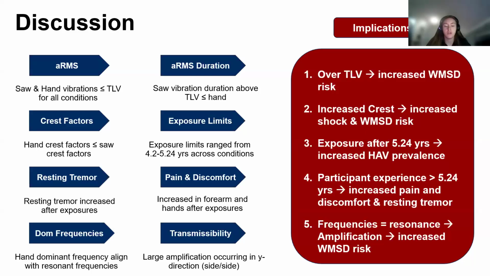When going back to the actual vibration values, hand dominant frequencies really aligned with the resonant frequencies that are occurring for the forearm, fingers, and the hands. And when this happens, the vibration effects are really amplified, which is concurrent with the transmissibility findings across cuts, specifically occurring in that Y direction. And when amplification occurs, it leaves individuals, again, at an increased risk of injury.